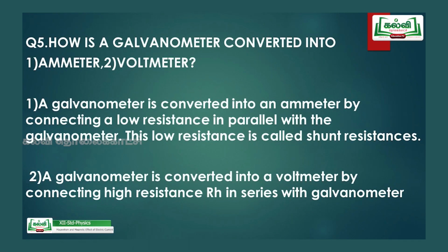And the next question: how is a galvanometer converted into a voltmeter? A galvanometer is converted into a voltmeter by connecting a high resistance, RH, in series with the galvanometer. So, to convert a galvanometer into an ammeter, a low resistance is connected in parallel; to convert it into a voltmeter, a high resistance is connected in series. This is the answer. 1 mark each, so this is a 2 mark question.